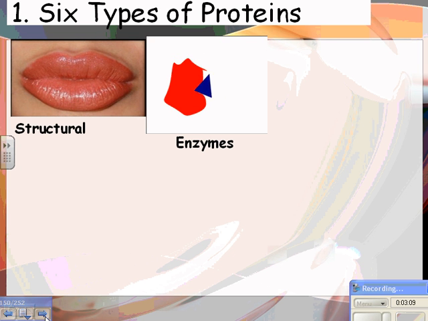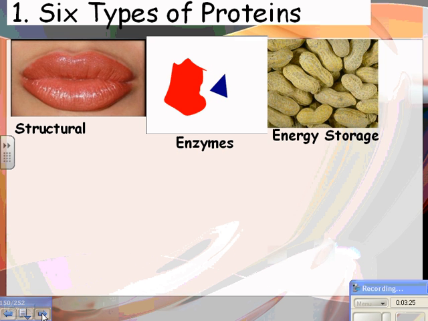Another example are enzymes. So this is an enzyme, and this is what the enzyme has to work on. The enzyme breaks it apart into 2 different things. So an enzyme will speed up a chemical reaction, and enzymes are so important that we're going to give them their own topic in a couple weeks. Energy storage. So peanuts, for example, store a lot of protein for energy in seeds.